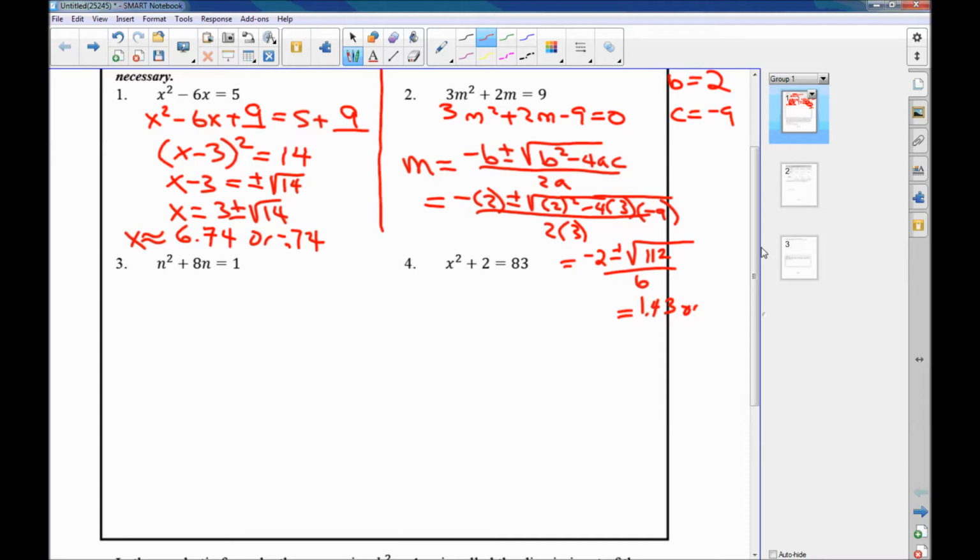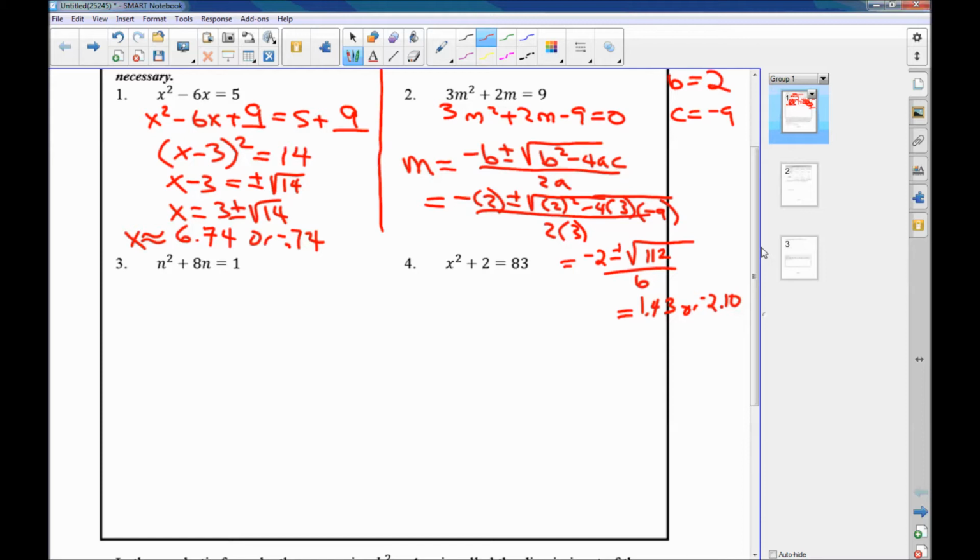And then we divide that by 6, and we get negative 2.10 for our second answer. Okay. All right, so quadratic formula, remember, works on everything, but we just have to move everything to one side so it equals 0. All right, number 3.